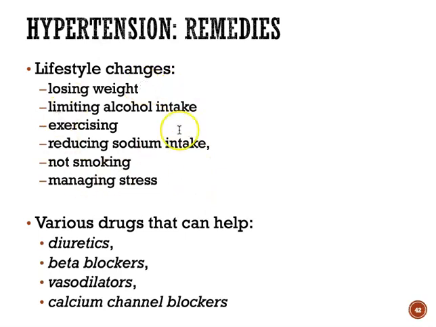And then obviously, if those things do not help, you may have to be put on various medications, such as diuretics, to reduce blood volume and thereby reduce blood pressure. Beta blockers, these will decrease your cardiac output. Vasodilators, these will decrease blood vessel resistance. And then calcium channel blockers will also reduce your cardiac output.